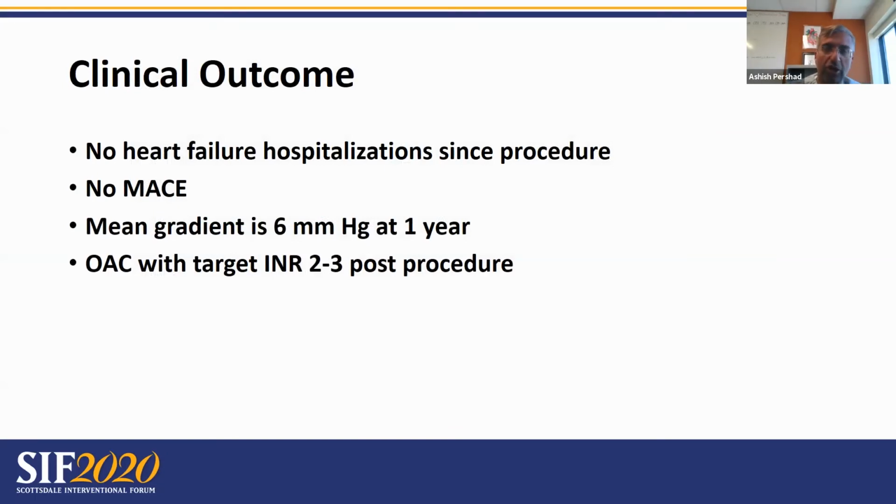She's had no heart failure hospitalization since this procedure. She's had no major cardiac adverse event, no stroke. Her mean gradient remains 6 at 6 months out, and even at 1 year out. She was treated with warfarin with a target INR of 2 to 3 post-procedure, and continues to get that followed with her primary cardiologist.